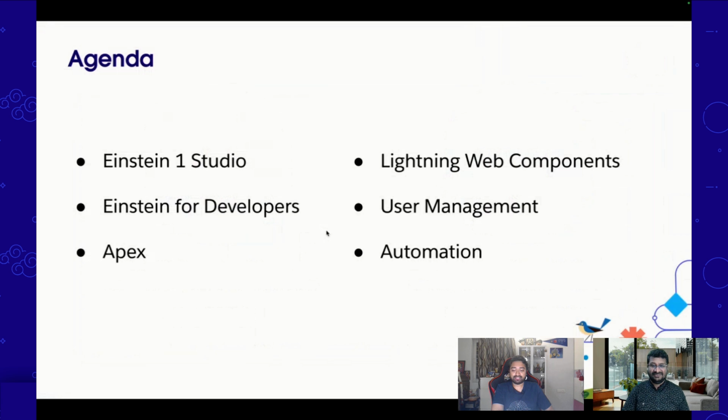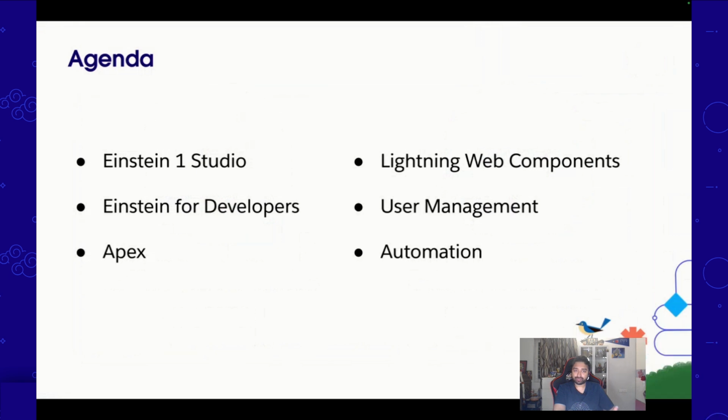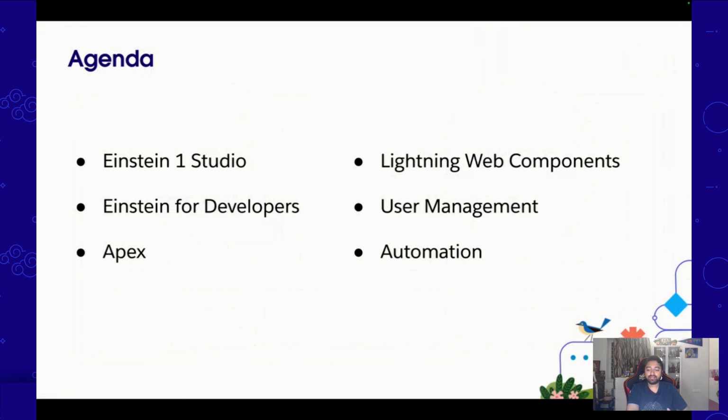Today's agenda is a packed agenda. We are going to talk about 6 topics. We are going to start off with Einstein One Studio, which was our biggest announcement. Then we are going to go into Einstein for developers. Then we'll talk about everything new that is happening in Apex, LWC, user management, and finally automation.